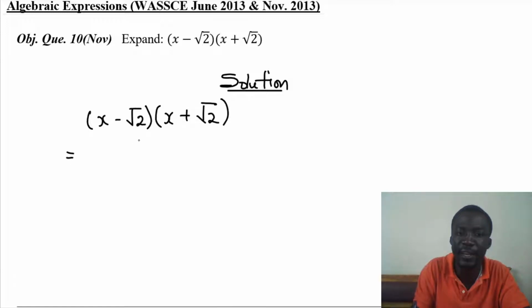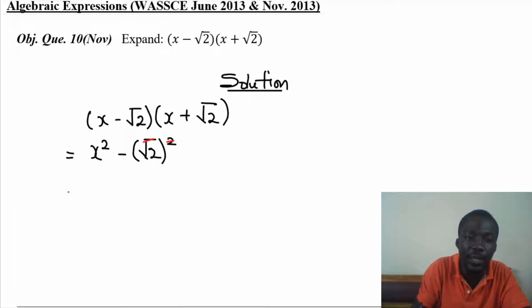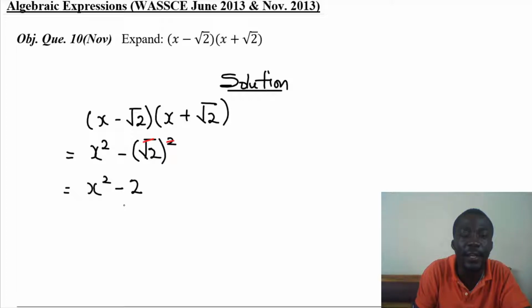When you look at this, x minus square root 2, x plus square root 2, this is difference of two squares. So we can write the square number of the x, which is x squared, minus the square number of root 2, which is square root of 2 all square. Then our square root will cancel the square we have here, leaving x squared minus 2 as our final result.